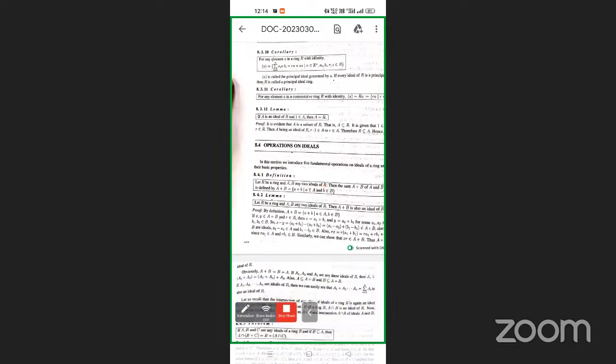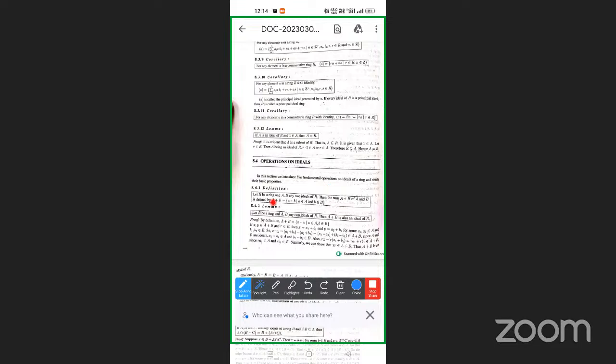So next, operations on ideals. Let R be a ring and A, B two ideals of R. Then the sum of the two ideals A and B is denoted by A plus B. The first element belongs to A and the second element belongs to B. So this is the sum of two ideals: A plus B equals the set of a plus b such that a belongs to A and b belongs to B. Okay. Next.